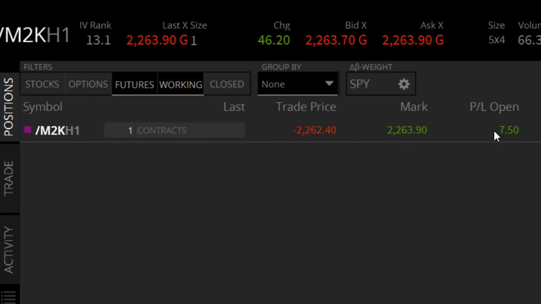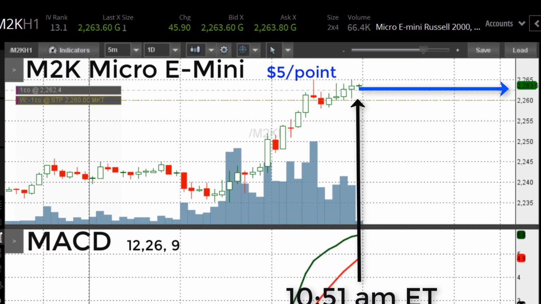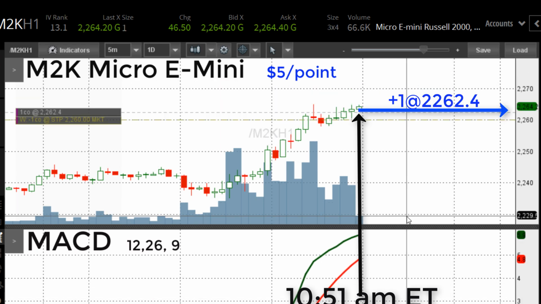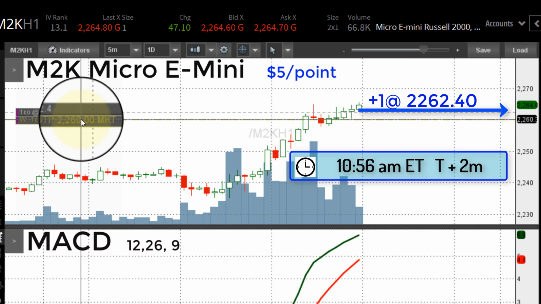So I'm long at 22.62.40, and I put a stop in at exactly 22.60. I want to risk 2.4 points, $12 or so on the trade. So that's the worst thing that can happen now, is I'm going to lose $12.